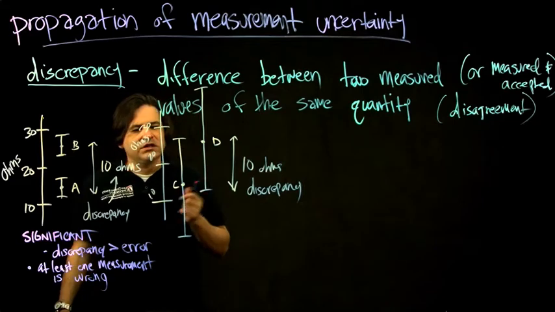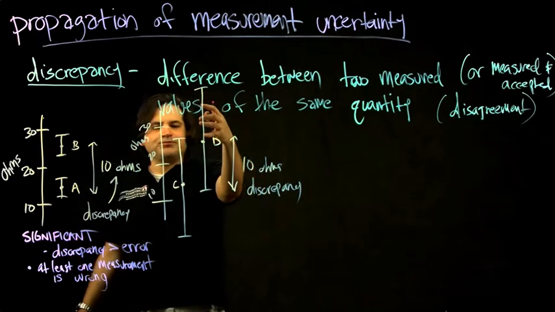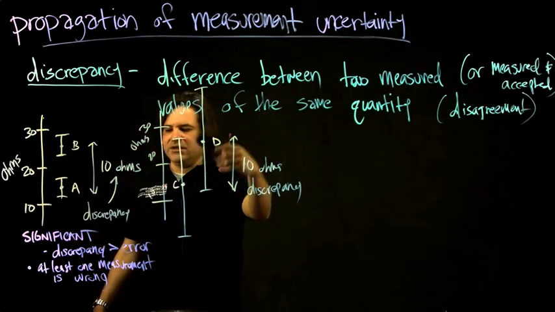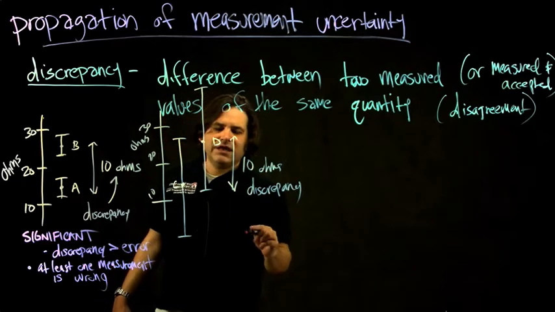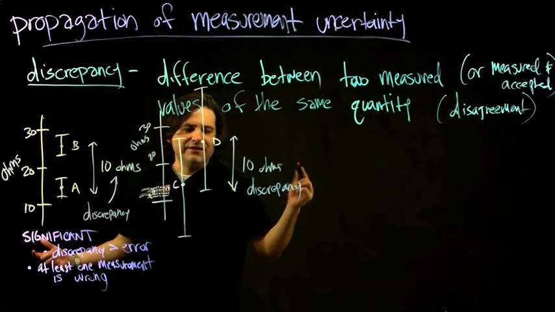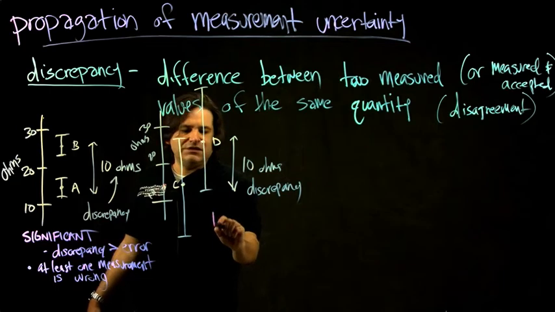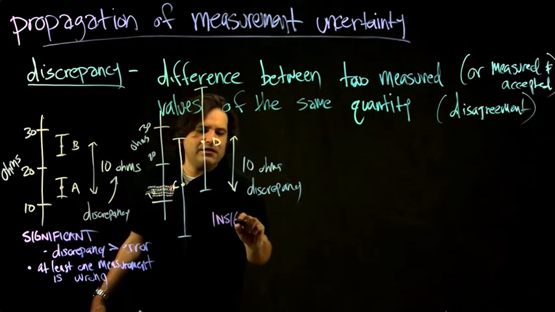But you can also see that this has good and bad things. The good thing is that both are right. That's the good thing. So this is an insignificant discrepancy.